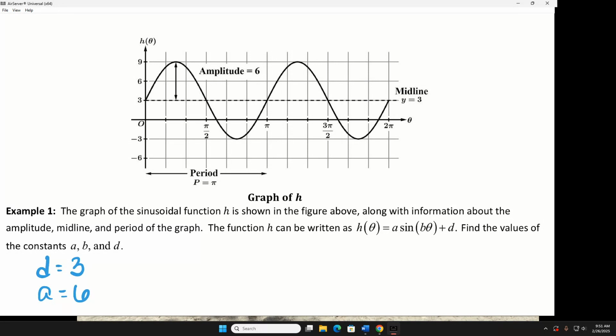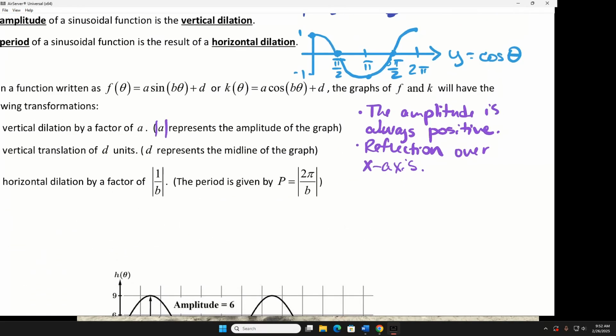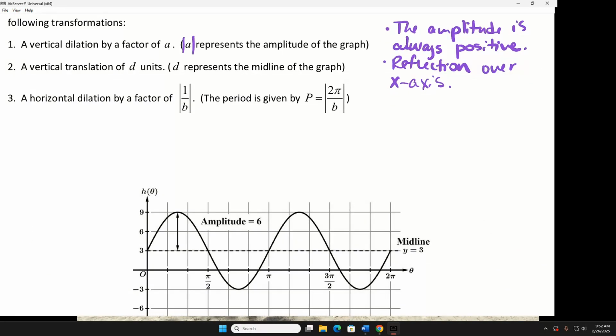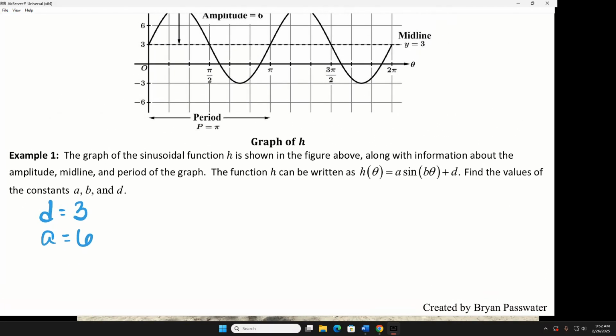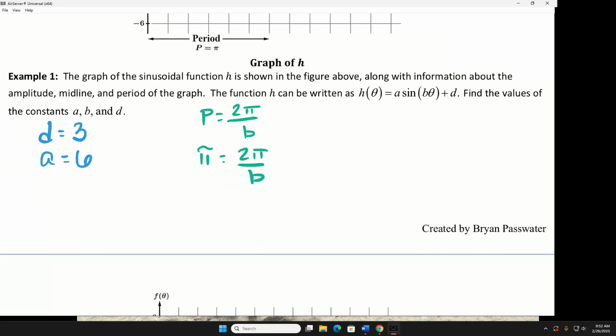All right, sorry. For B, we do have to do a little bit of work. So it told us here on number 3 that the period is equal to 2 pi over B. And it is the absolute value of it, because the period also has to be a positive value, just like the amplitude. So it tells us here that the period in this situation is pi. So I'm just going to put that in for P, and then I'm going to solve it for B.